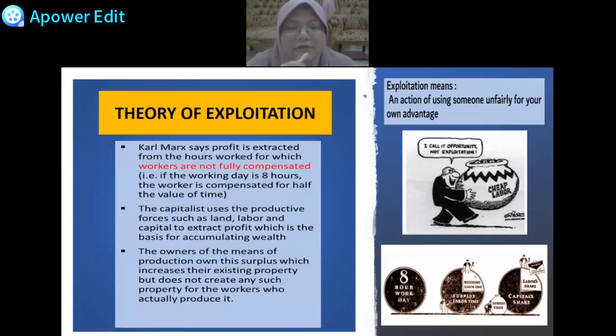The capitalist uses the productive forces such as land, labor, and capital to extract profit, which is the basis for accumulating wealth. The owners of the means of production own the surplus, which increases their existing property but does not create any such property for the workers who actually produce it.